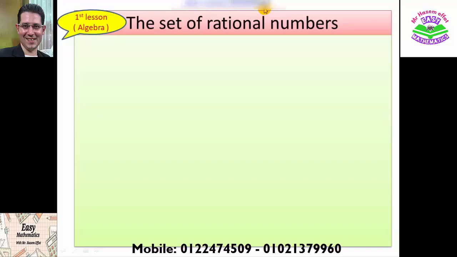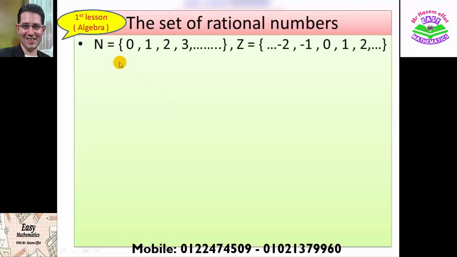Today we are going to talk about the first lesson in algebra, which is the set of rational numbers. Before starting my lesson, we must review the previous sets we have studied before, like the set of natural numbers, which is open braces, first element 0, 1, 2, 3, and so on.